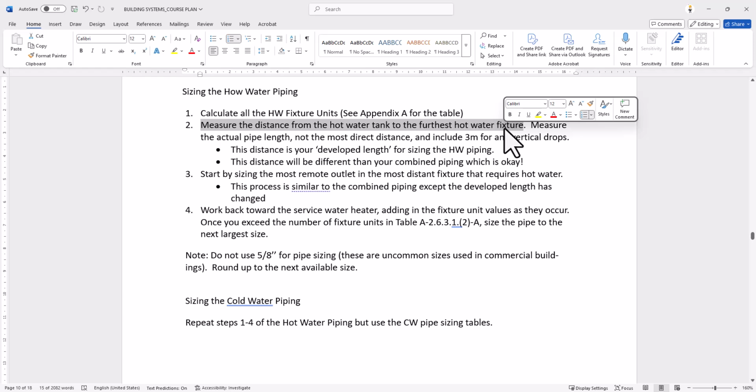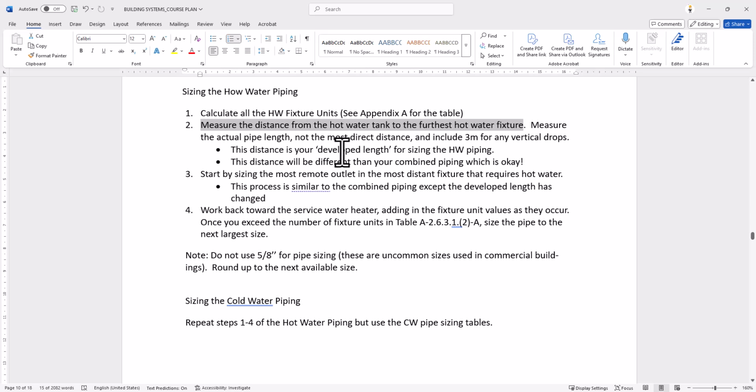We assumed it was 50 meters in the first one. In this one, we need to measure it in our building, right? Now, this is going to vary from group to group, depending on where your things are. So if you've got things in different places, you may find that groups have different numbers here, okay? So measure the actual pipe length, all right? So I'll show you how to do this.